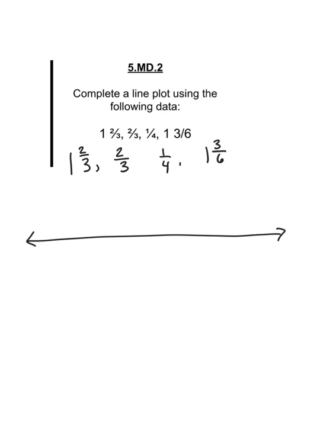Next, we're going to do our line plot problem. So when I look at these different fractions, the first thing I want to do is train my brain to pay close attention to the denominator or bottom number. So I have 1 and 2/3, 2/3, 1/4, and 1 and 3/6. When I look at 1 and 3/6, I automatically realize that that's the same as 1 1/2. So that leaves me with thirds, fourths, and either 6ths or halves to put on my line plot, which means I'm going to need, of course, some common denominators.